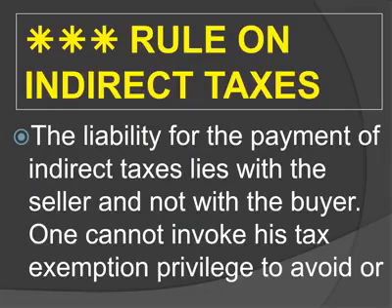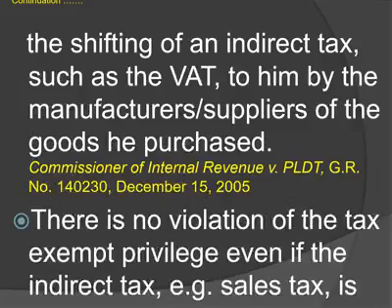Let us look at the rule on indirect taxes. This is now a more detailed explanation compared with what I said a while ago. So remember, this is a 3-star area which must be mastered by all who intend to take the bar. The liability for the payment of indirect taxes lies with the seller and not with the buyer. And therefore, the buyer cannot invoke his tax-exemption privilege to avoid the shifting of an indirect tax, such as VAT, by the manufacturer or suppliers of the goods he purchased.